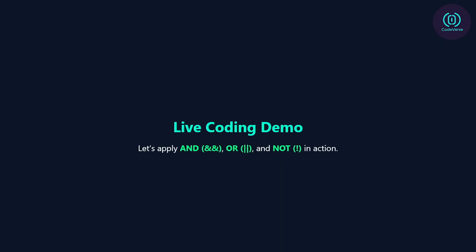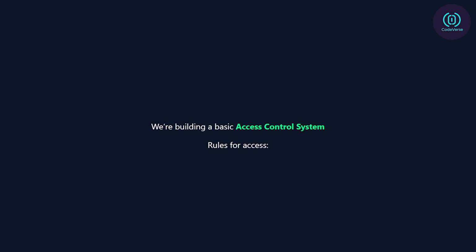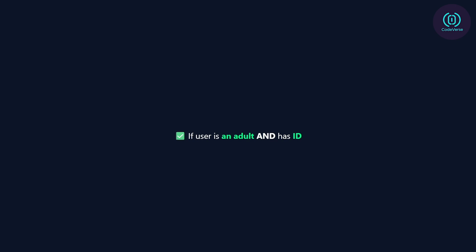Now let's put everything into action with a live coding demo using all three logical operators, AND, OR, and NOT. Imagine we're building a basic access control system. The rules are simple. A user should be allowed access if they are an adult and have an ID. Or, if they are an admin, they can skip the ID check. But, access should only be granted if the user is not banned.